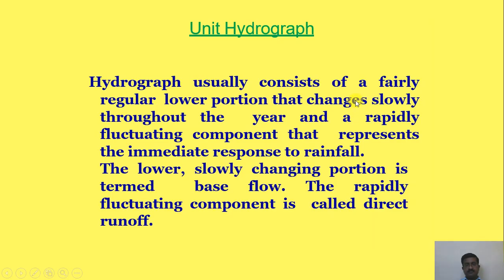So what is a unit hydrograph now? A hydrograph usually consists of a fairly regular lower portion that changes slowly throughout the year, and a rapidly fluctuating component that represents the immediate response to rainfall. The lower, slowly changing portion is termed the base flow.